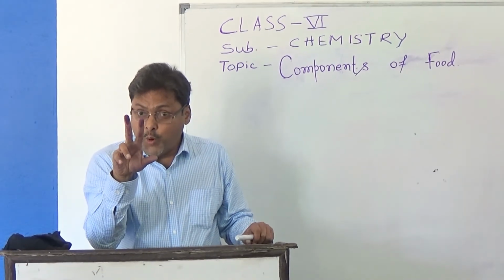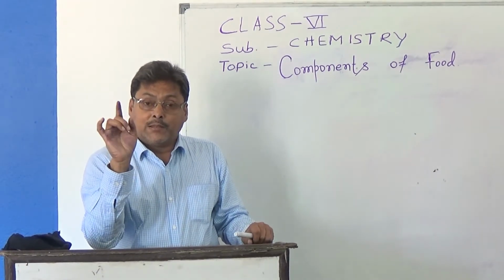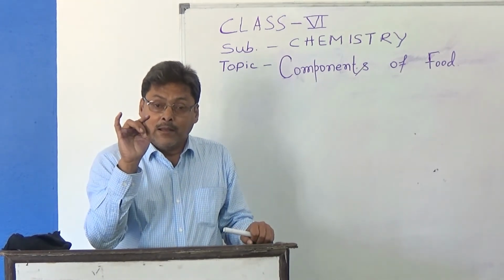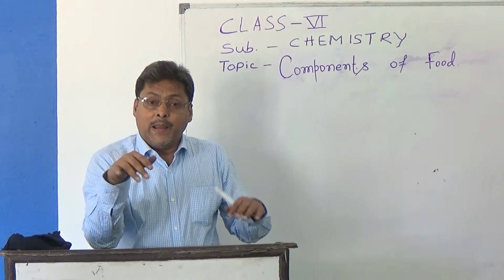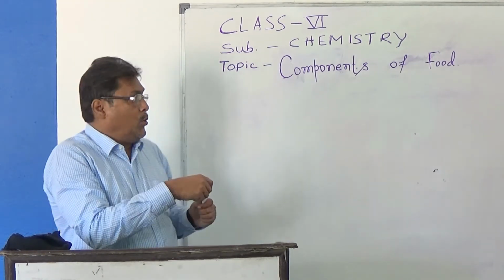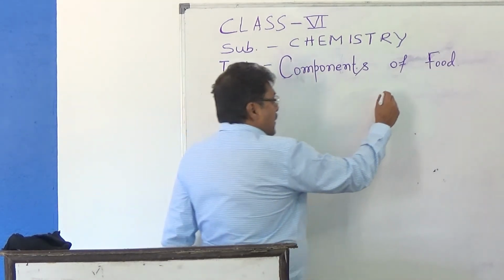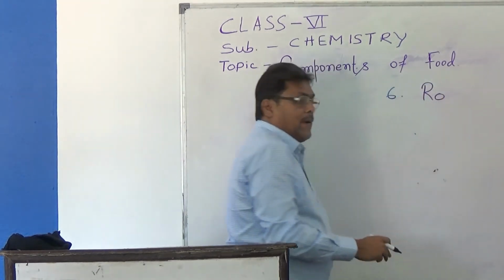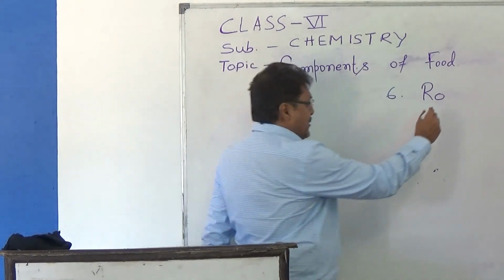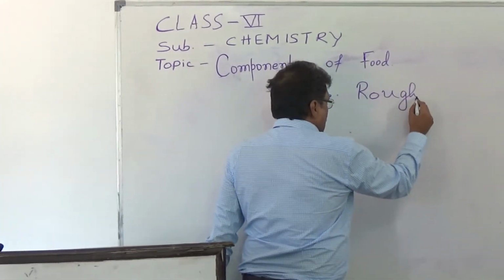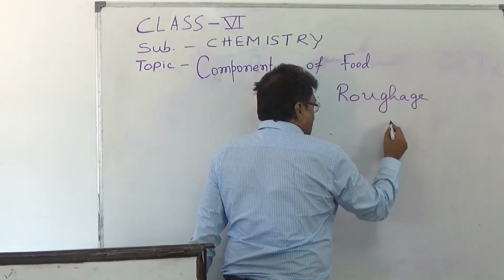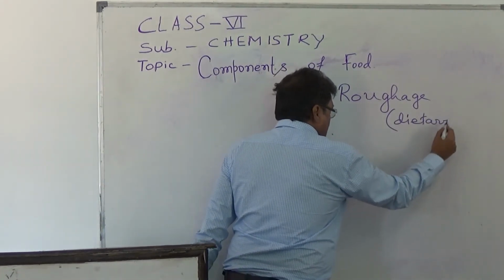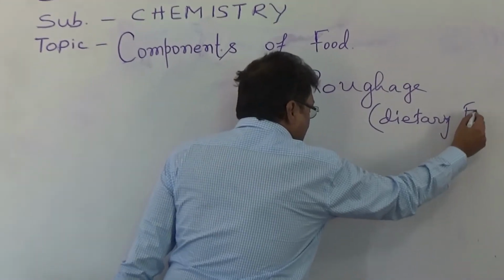But there are two more components which don't directly give us nutrition but help in nutrition in many ways. These two are the sixth nutrient, not really a nutrient, but a very important part of nutrition, that is roughage. Roughage is also called the dietary fiber.